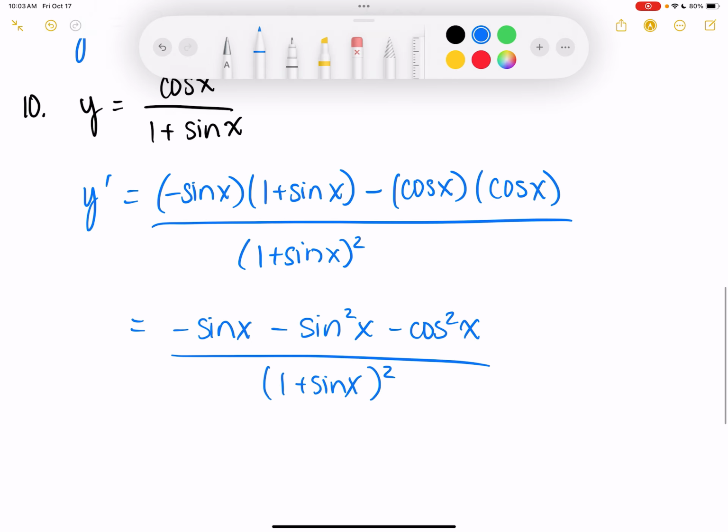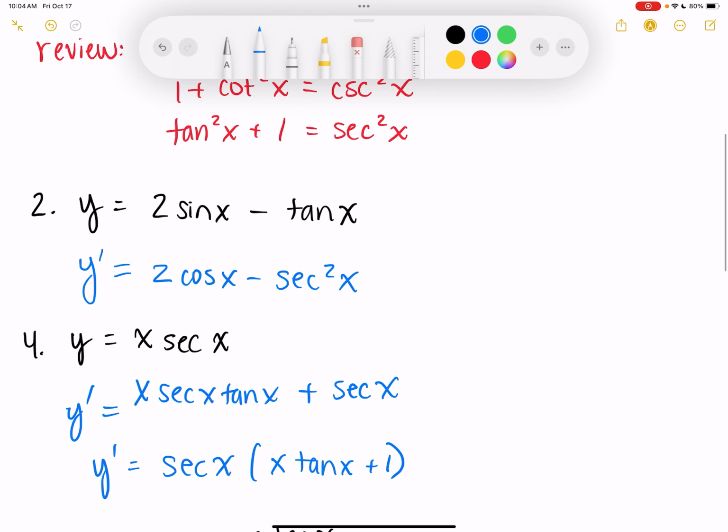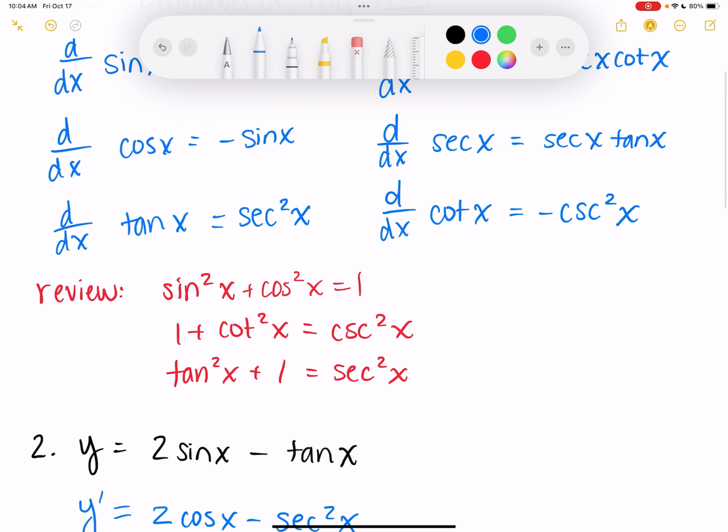So this is where our identities come in. Obviously, these are both negative, so I can factor out the negative of that, which is going to give us sine squared plus cosine squared. Or you could just recognize that that's going to end up being -1 since they're both negative and the identity is this, then it would have to just be a -1. But I'll write it this way for now.